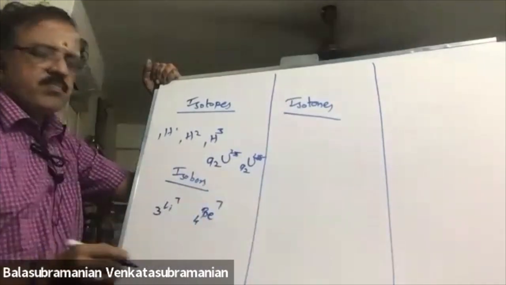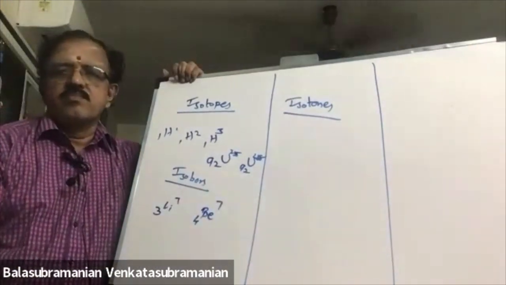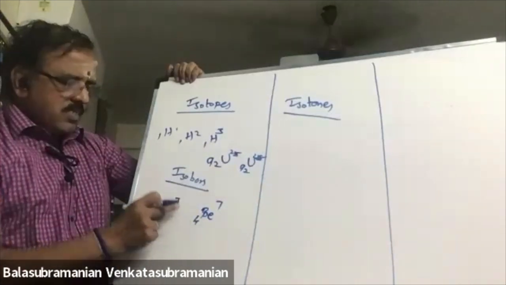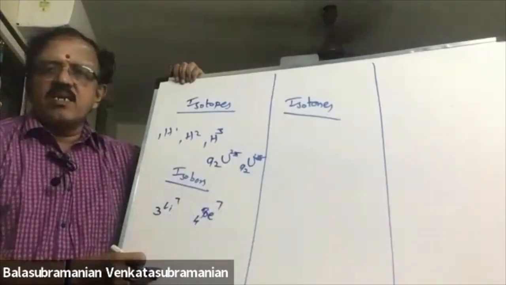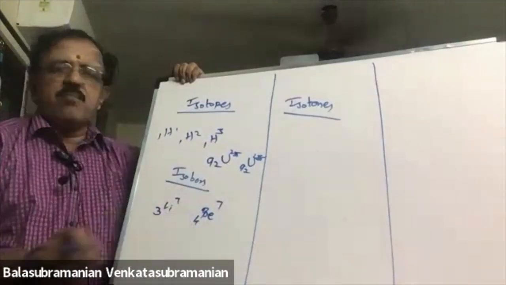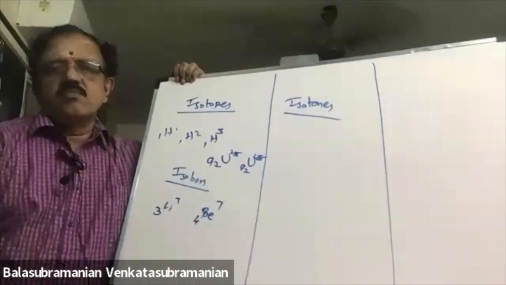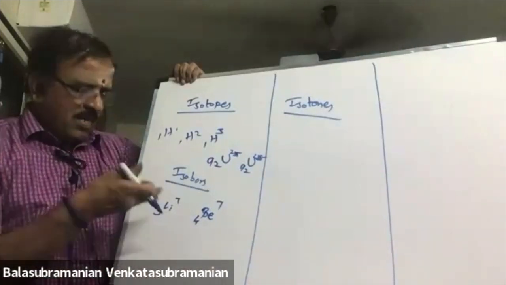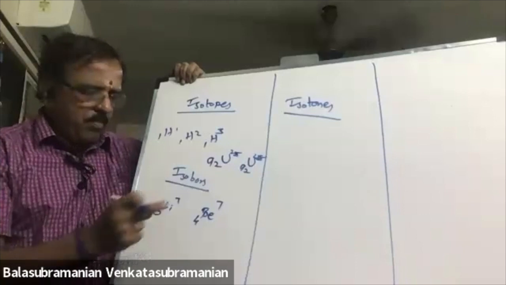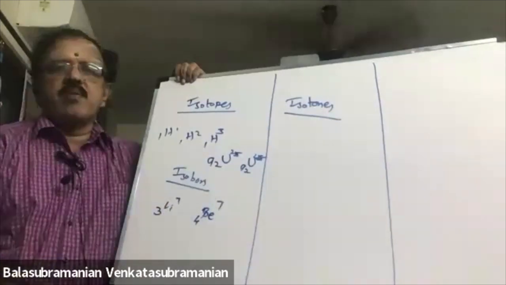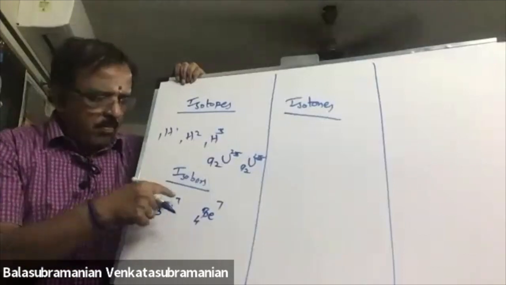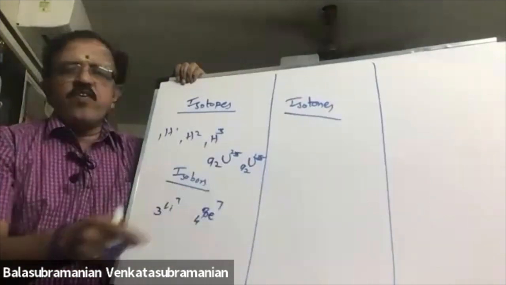3Li7, 4Be7. Here you see same mass number 7 and 7, atomic number 3, atomic number 4. Two different elements, lithium and beryllium. Same mass number, different atomic number. So two different elements having same mass number, different atomic number.